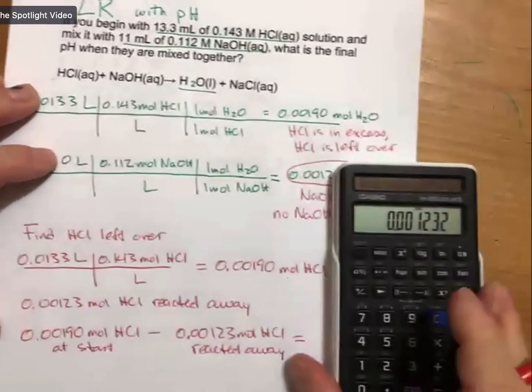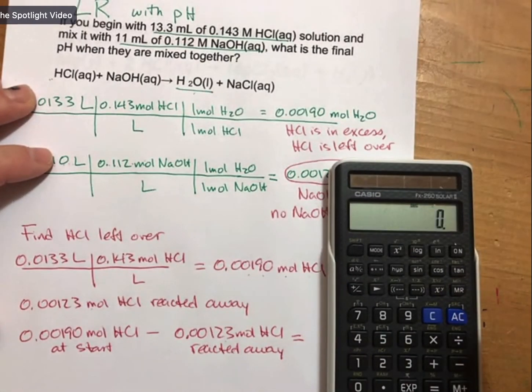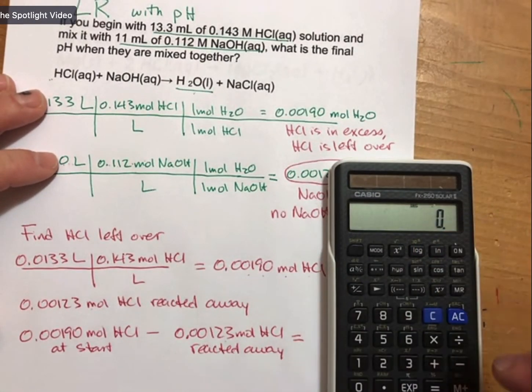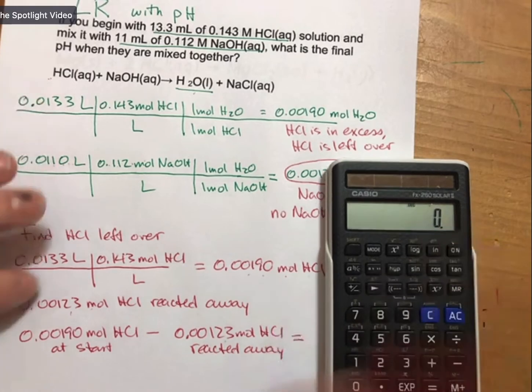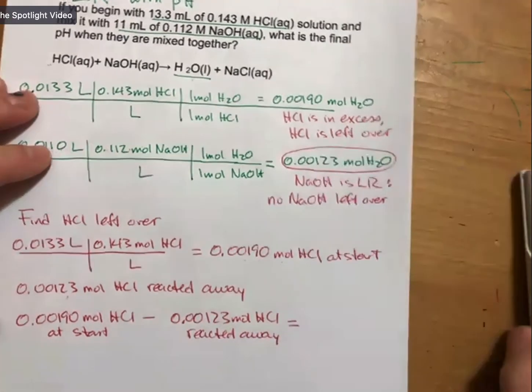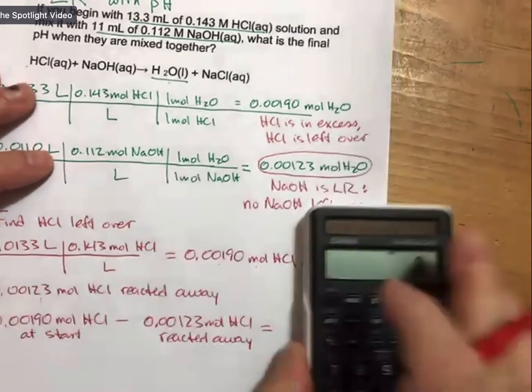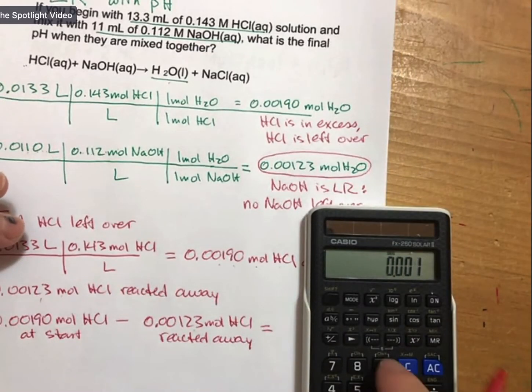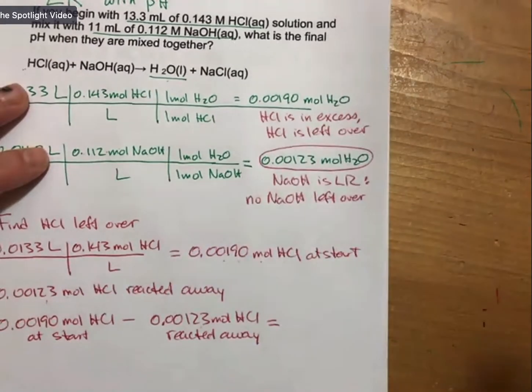Professor, where did you get the zero on the final number, the 0.133 liter? This number? Yeah. I did see somebody say prove it. All right. Let me just finish this math and then I'll go back and prove it. So good question. 0.00190 minus 0.00123 is 0.00067.